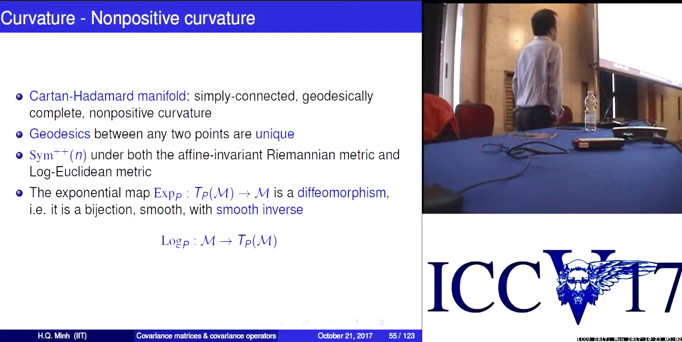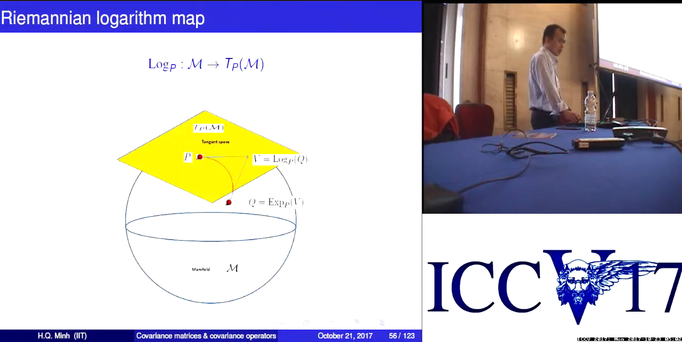So it's a bijection and smooth, and it has a smooth inverse. So it also has an inverse, which is called the Riemannian log function. It maps the manifold to the whole tangent space as well. Basically it's just the inverse of the exponential map. The idea is that we can flatten the manifold using this log map.